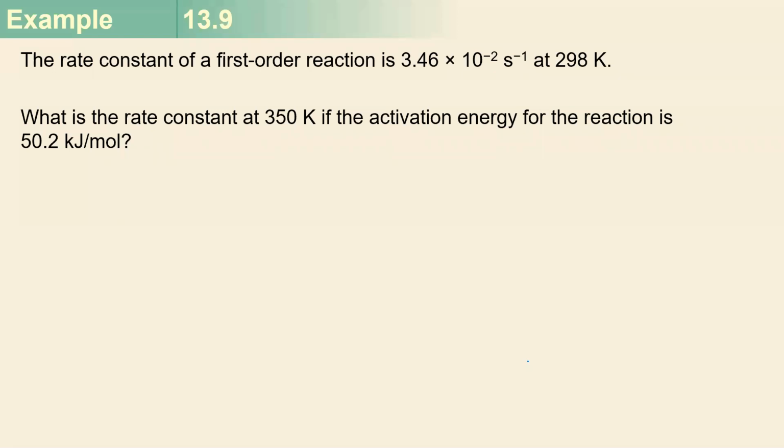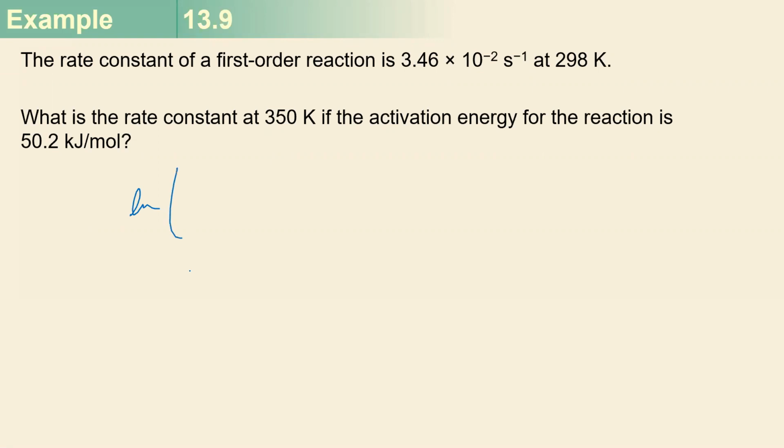What's the rate constant for a first order reaction? It's 3.46 times 10 to the negative 2 per second at 298 K. And we want to know the rate constant if we increase the temperature from 298 to 350. This is not a huge increase. This is not even up to the boiling point of water. But we're going to use the Arrhenius equation to figure this out.